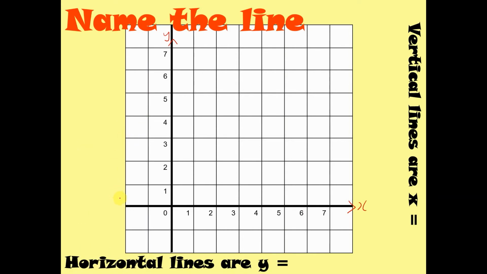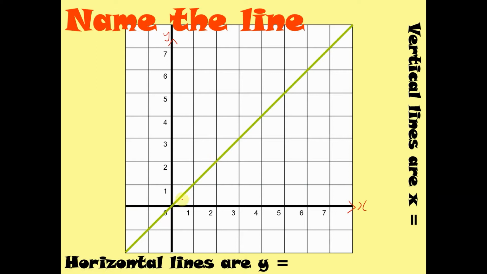Another line, this time a horizontal line. A horizontal line must be y is equal to something. Since it passes through y is equal to 6, this line is called y is equal to 6. This line, again, passes through y is equal to 1, so the line is y is equal to 1. Then now is revision. So this is a new line.